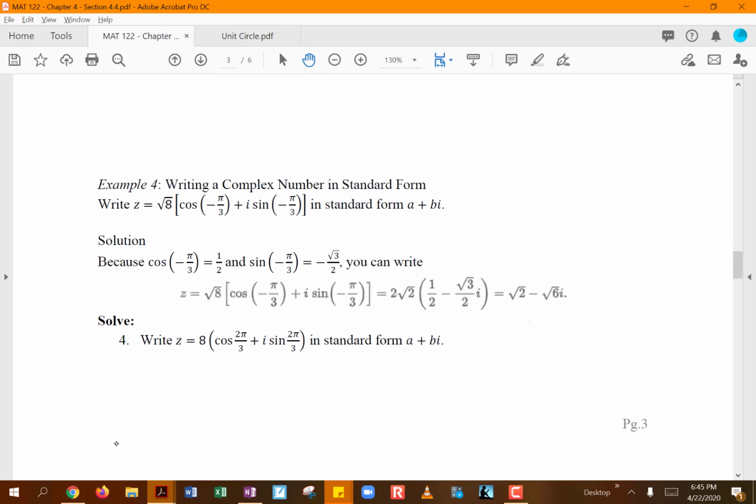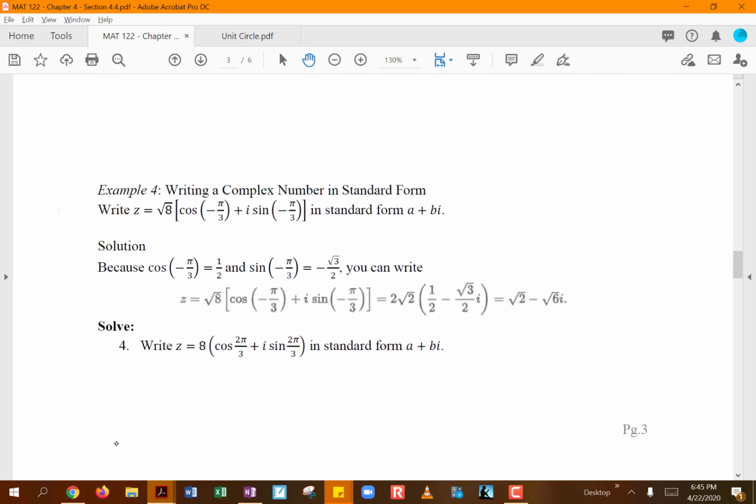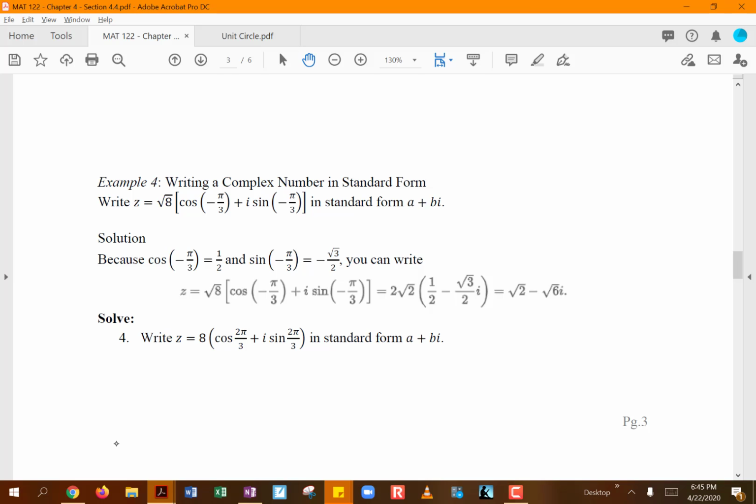Alrighty guys, just another type of example where instead of degrees we are given the theta in radians. So here you are given z equals square root of 8 times cosine of negative pi over 3 plus i sine negative pi over 3. And again, we're putting this in the standard form of a plus bi. So cosine of negative pi over 3 and sine of negative pi over 3.